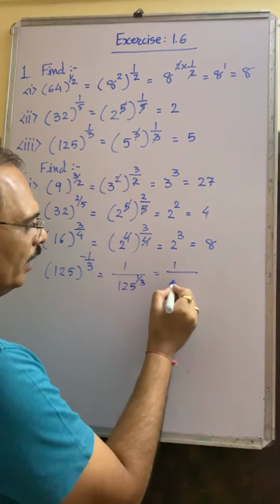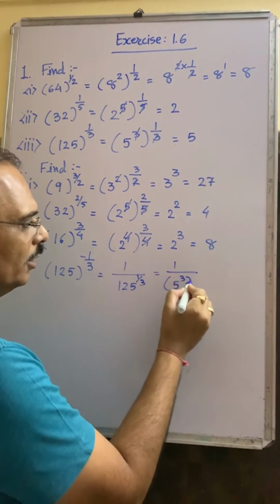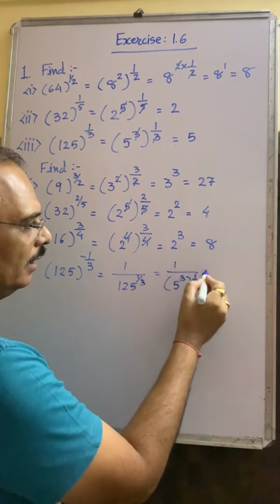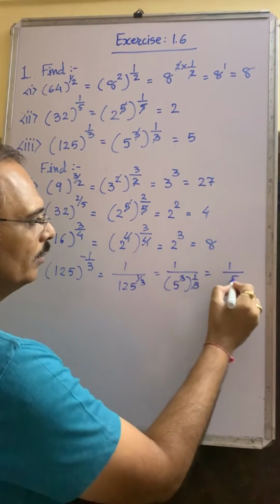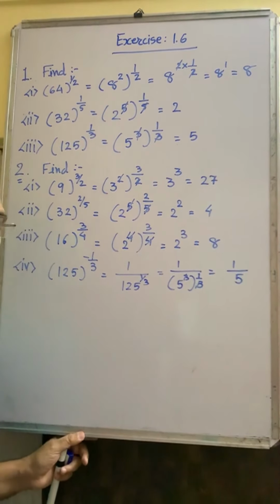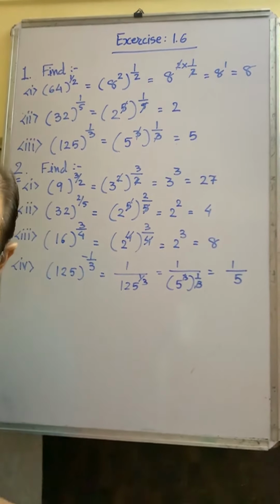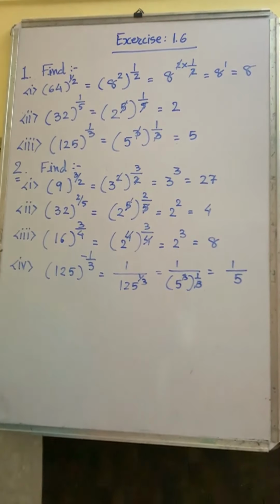Now simplify. 125 means what? 5 cube. The whole raised to 1 upon 3. 3 3 cancel. 1 upon 5 raised to 1 means 1 upon 5. Okay, this is your question number 2. Now question number 3.